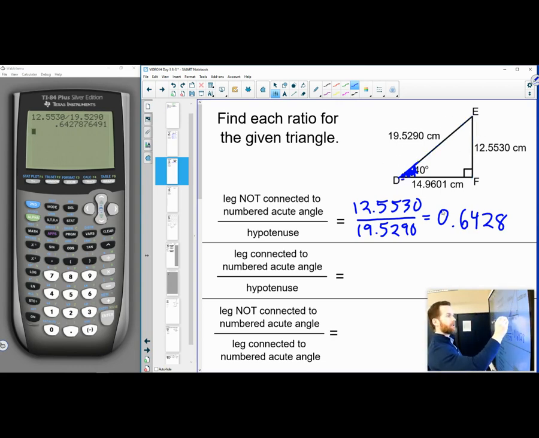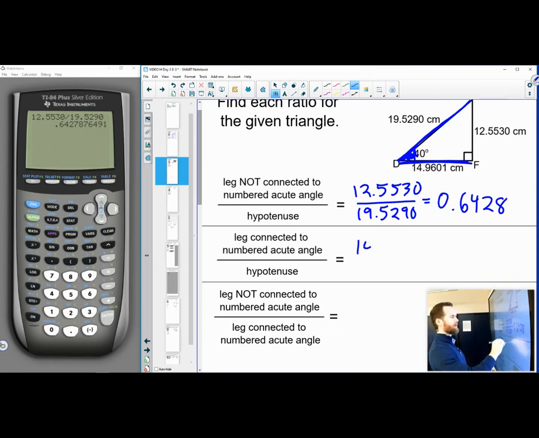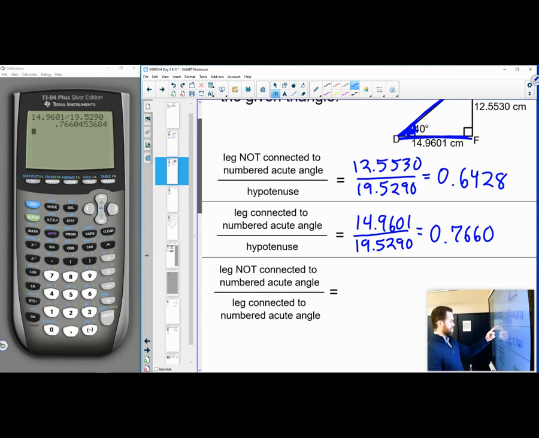All right, next up we've got the leg connected to the numbered acute angle, which is that leg. Oh, and the hypotenuse. We still need the hypotenuse. I didn't need to erase that. And that will be 14.9601, all divided by 19.5290. And let's see what that comes out to. 14.9601, divide that by 19.5290, and we get 0.7660.